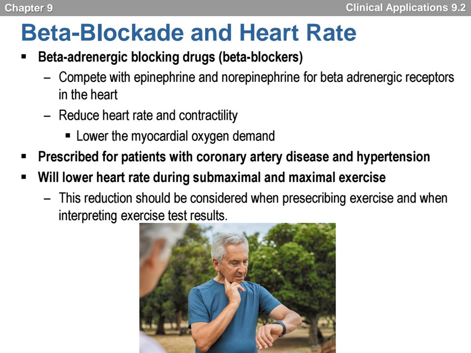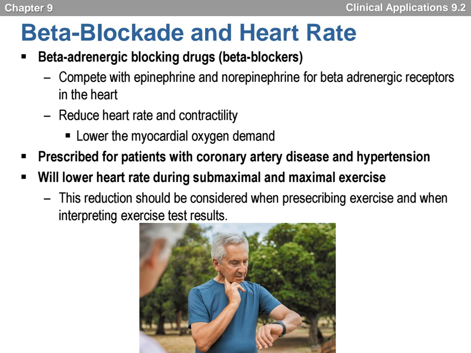So this will reduce heart rate if you're taking these beta blockers, and it will also reduce heart contractility, and therefore you have a lower myocardial oxygen demand, and therefore you won't have cardiac ischemia. These drugs, beta blockers, are prescribed for patients with coronary artery disease and hypertension. And the idea is they'll lower the heart rate during submaximal and maximal exercise.